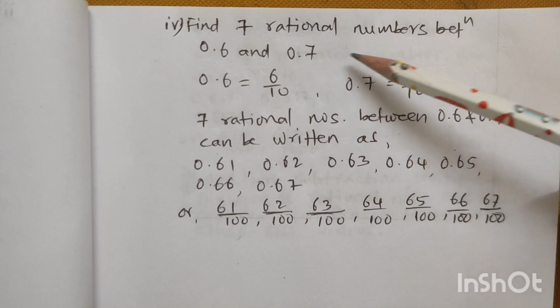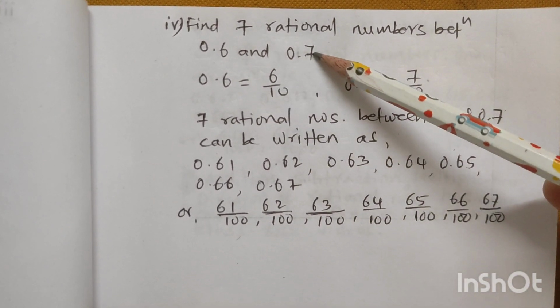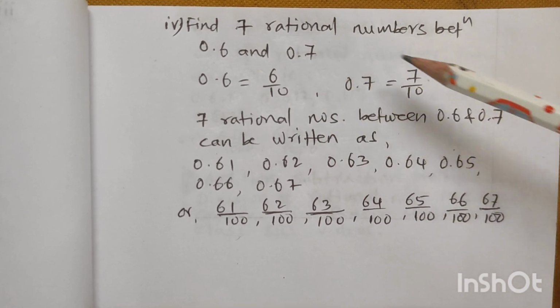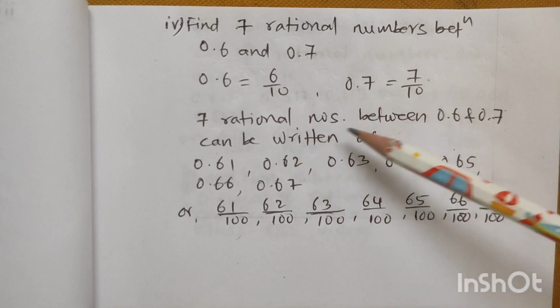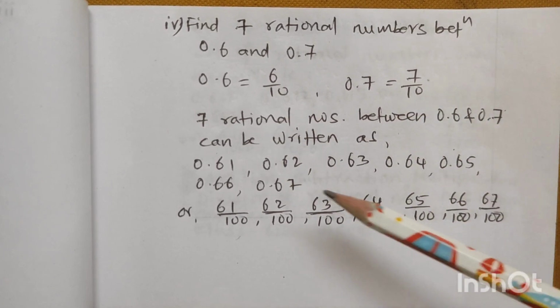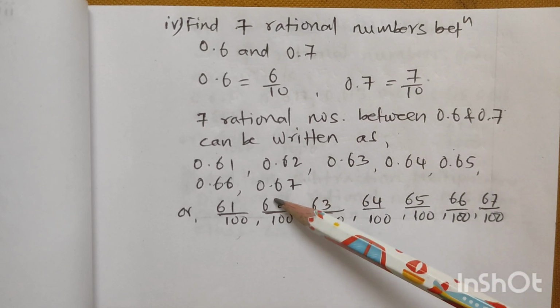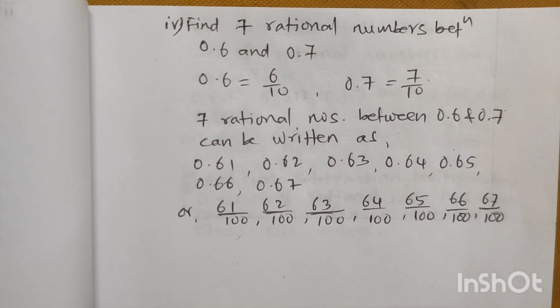Now to find 7 rational numbers between 0.6 and 0.7. 0.6 can be written as 6 by 10 and 0.7 as 7 by 10. Now 7 rational numbers between 0.6 and 0.7 are 0.61, 0.62, 0.63 till 0.67. All these are between 0.6 and 0.7.